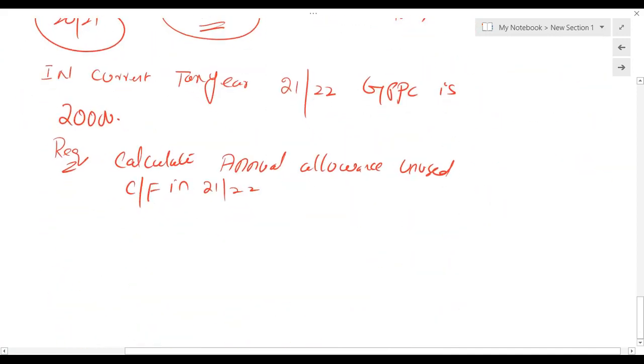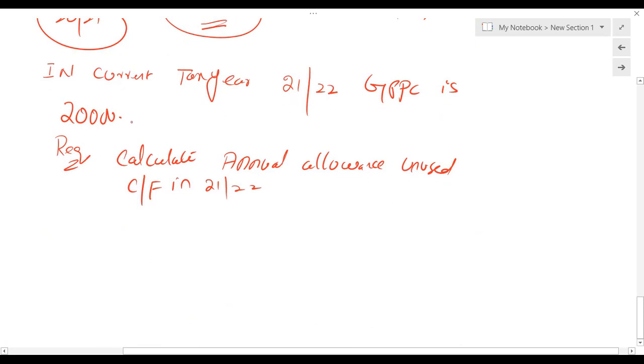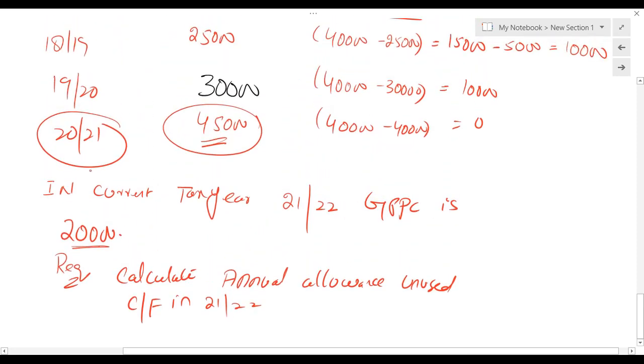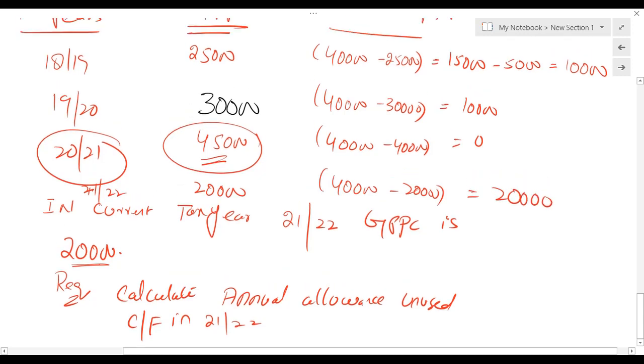Okay, now in the current tax year 21-22, what is happening is contributing just 20. So let me write this here. 21-22, it is only 20. 40 minus 20 gives me unused 20. Now we need to calculate how much annual allowance we can carry forward.